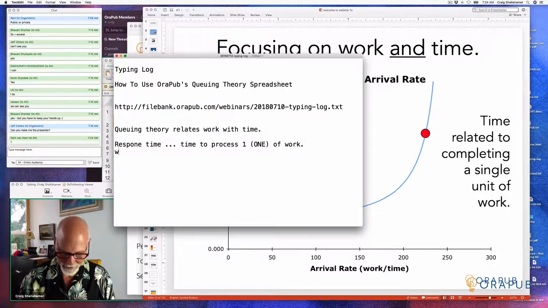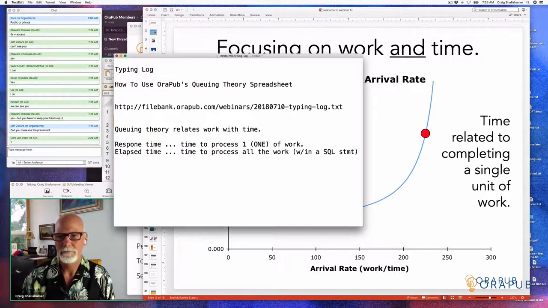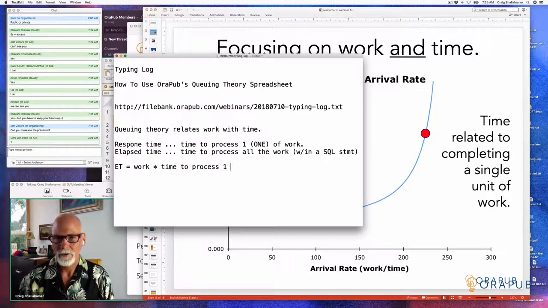It's the elapsed time to process all the work, for example, within a SQL statement. That's how they're related right there. And so you say, well, what's the math? Well, the elapsed time is the work times the time to process one piece of work. And that's just what we talked about before.